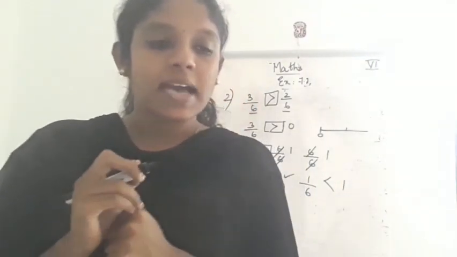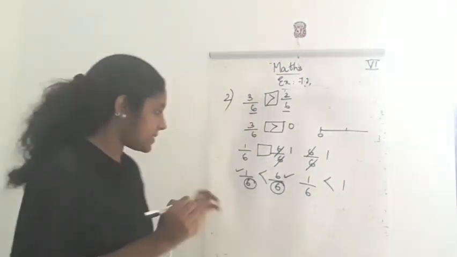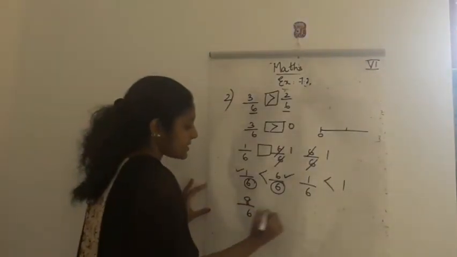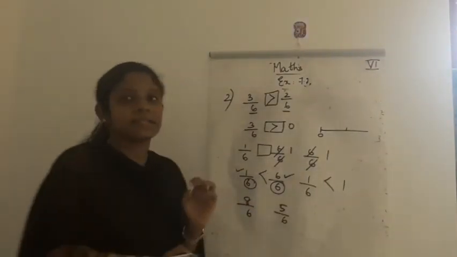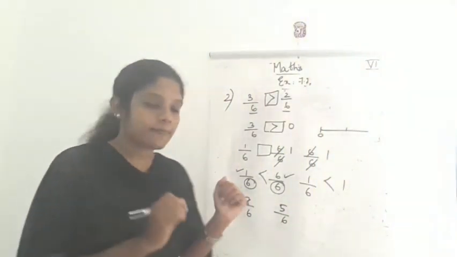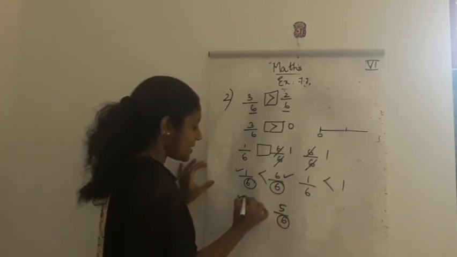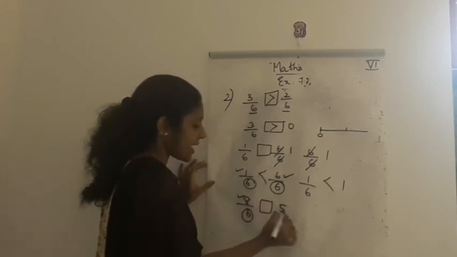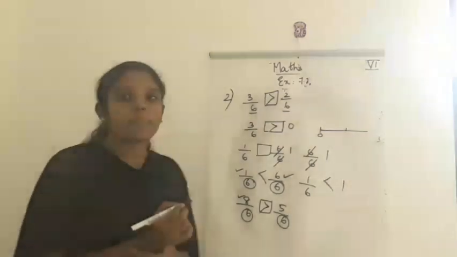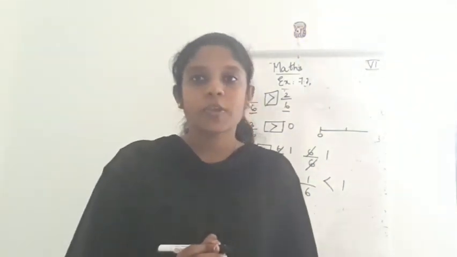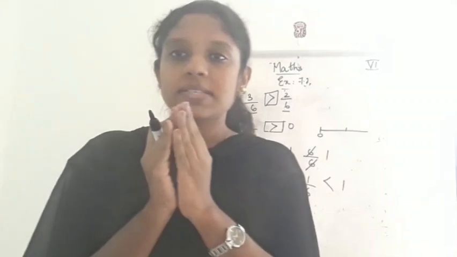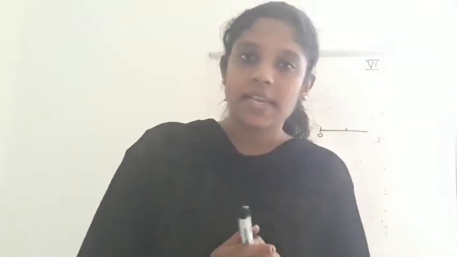Okay, next and last question: 8 by 6 and 5 by 6. In this case also the denominators are the same. So you look at the numerators, 8 and 5. Which is greater, 8 or 5? 8 is greater, so 8 by 6 is the greatest number. So this is the case when the denominators are the same: you look at the numerators and see which is the greatest number. You put the greater than sign toward the greatest number, and that fraction will be the greatest fraction.